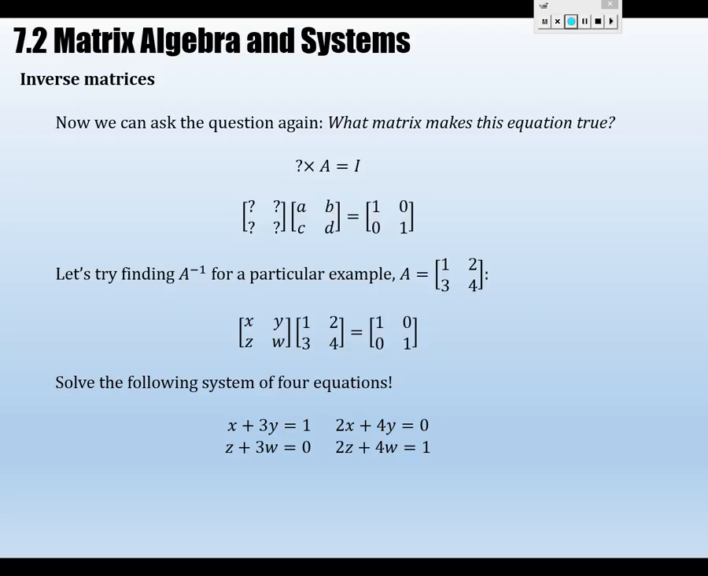Oh, this is supposed to be a 0. Wait, I messed up. This is supposed to be a 1.